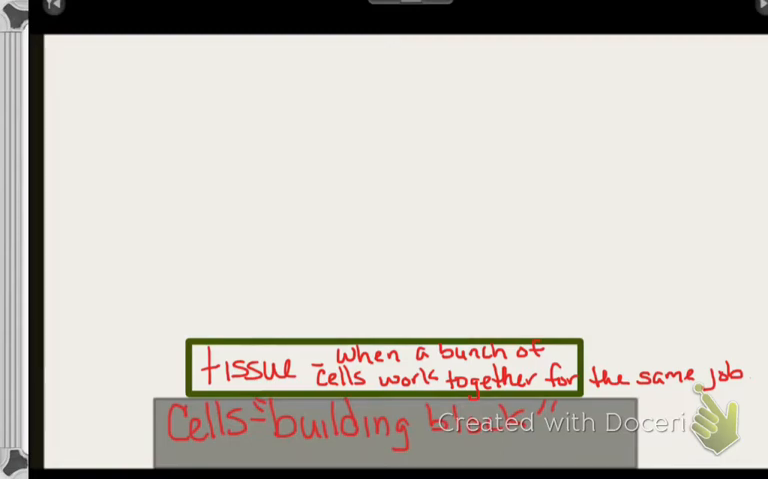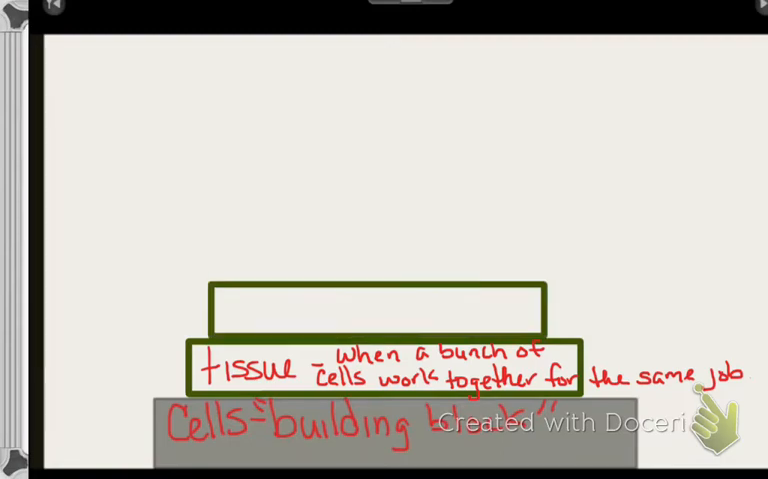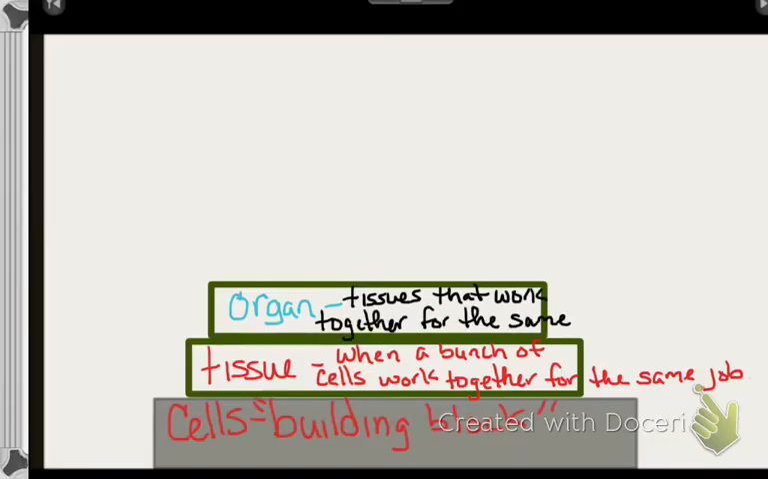And then when a bunch of tissues work together, they will make an organ. So you could have tissues that work together for the same job make organs. So if we were talking about muscle tissue, if we had a bunch of muscle tissue working together, they would make a muscle, and like your heart, that would be an organ.